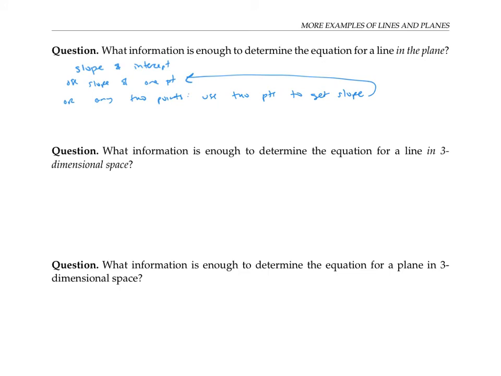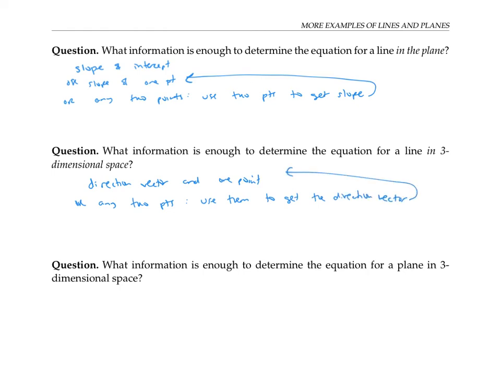The situation for lines in 3-dimensional space is somewhat similar. Slope doesn't really mean anything in 3D, instead we have a direction vector. So we could use a direction vector and 1 point. Or we could use any 2 points, because we can use them to get the direction vector. And then we're back to here.